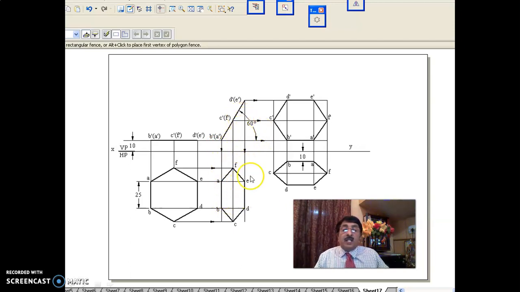Keeping inclination constant, I have rotated by 90 degree so that the same AB is 10 mm from VP also. That means, looking at the problem itself, you yourself can frame the problem, that is, a hexagonal lamina of size 25 has its surface inclined at 60 degrees to HP with the nearest edge, let us say AB here, 10 mm from both HP and VP, or 10 mm from both the planes.